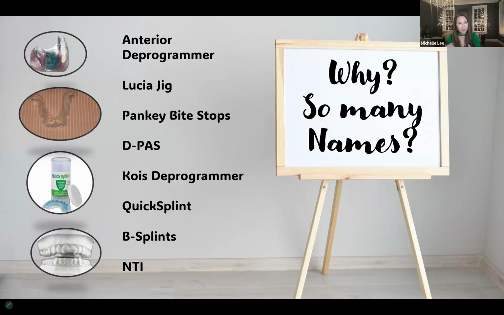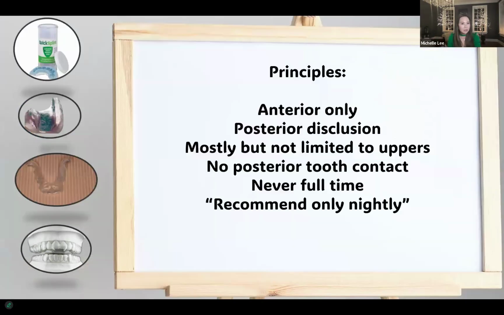That was developed by my friend and colleague, Dr. John Droder, and I'm going to put that one in with the Coist deprogrammer, the second one down there. Those 2 principally have the same sort of design, and we'll talk about that shortly. Then we've got the quick splint, and the lower screen has the B splint, and it's the idea of the NTI. So that's all coming together, and ultimately these are the principles of the anterior only appliances.